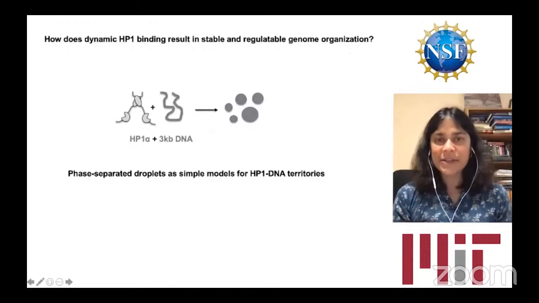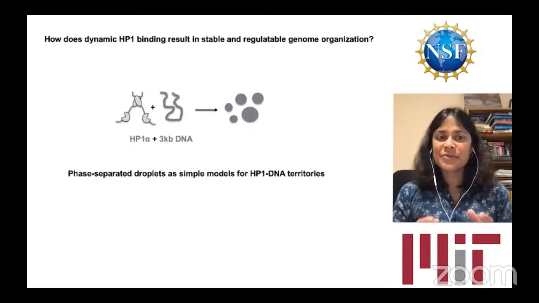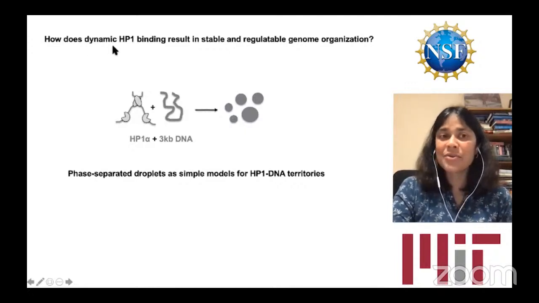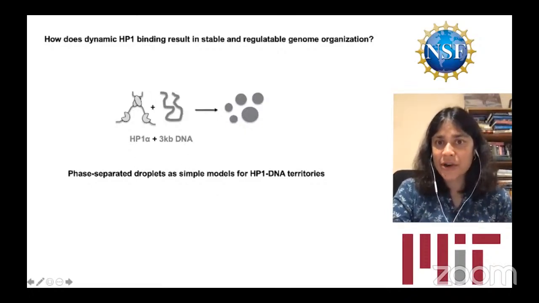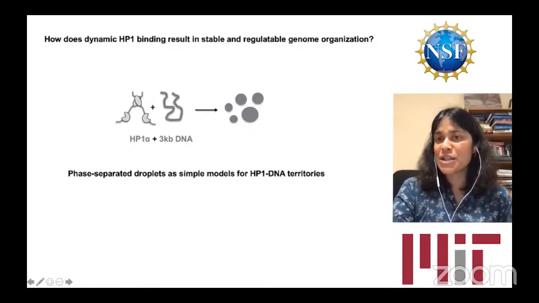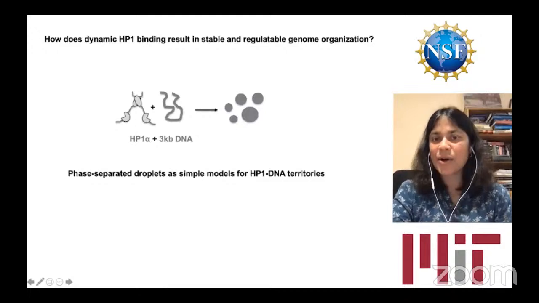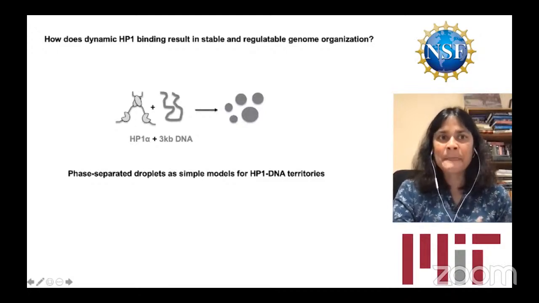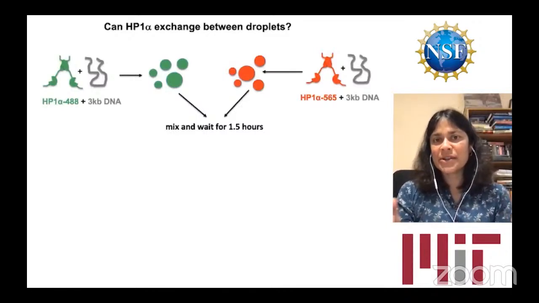Okay, so having seen this in the context of HP1 and DNA, Madeline next went on to ask, can she get to the core of the question that she set out to ask, which is, how does dynamic HP1 binding result in stable and regulatable genome organization? And for this, she chose these phase-separated droplets that I've been describing as simple models for HP1 DNA territories, because these droplets can contain DNA, and we can study their intrinsic properties and very, very loosely model them as HP1 DNA territories. So one of the first questions she asked was, what happens when two territories mix?